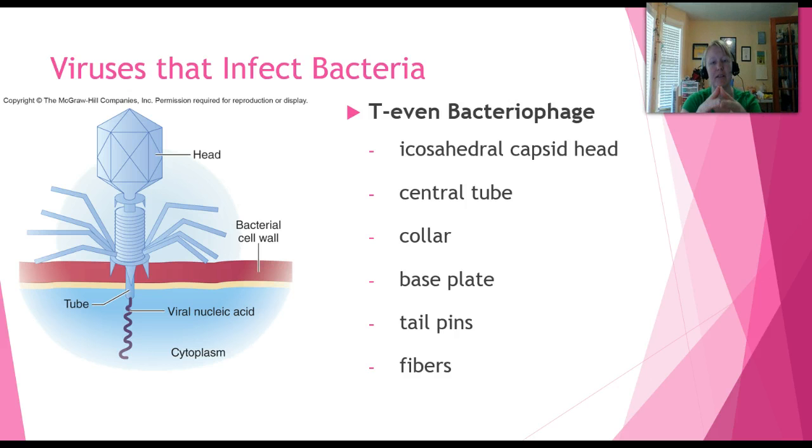This is where you can see that complex capsid that we talked about back in topic 2. They have an icosahedral capsid head, the central tube, the collar, the base plate, tail pins, and fibers, and they actually inject their nucleic acid into the cell. The actual virus protein does not enter the cell in the case of the bacteriophage. So let's look at how this life cycle works for bacteriophages.